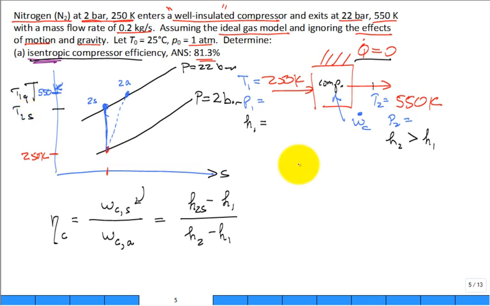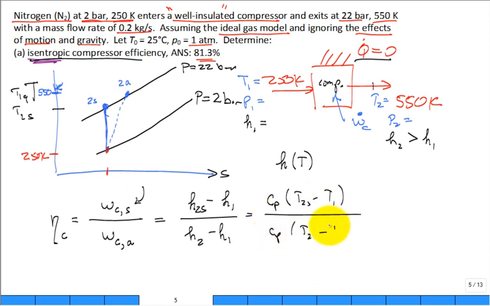because remember, for gases, enthalpy is a function only of temperature for an ideal gas. So sometimes they'll write it like this: C sub P times T2S minus T1 divided by C sub P times T2 minus T1, T2 actual if I want to put an extra subscript on there. There's an assumption going from this one to this one. What's the assumption? Constant specific heats. You don't need to use that assumption.